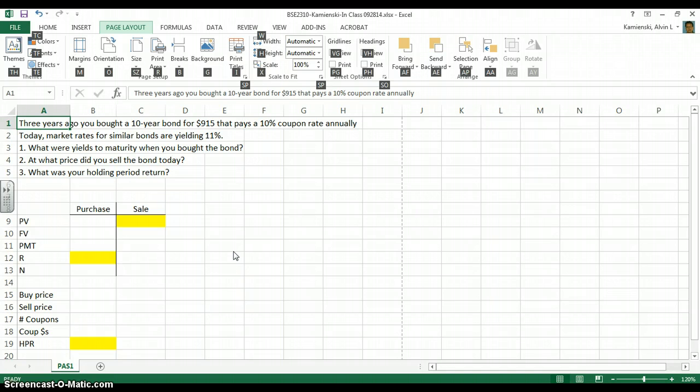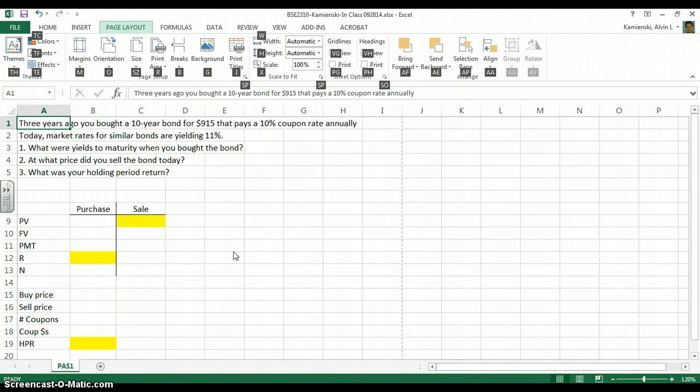So I've set up a little problem that says 3 years ago you bought a bond for $915. That bond pays a 10% coupon rate annually. Today you're going to go ahead and sell the bond when rates in the market for similar bonds are yielding 11%. So what were yields to maturity when you bought the bond? At what price would you sell that bond then today? And what was your holding period return?